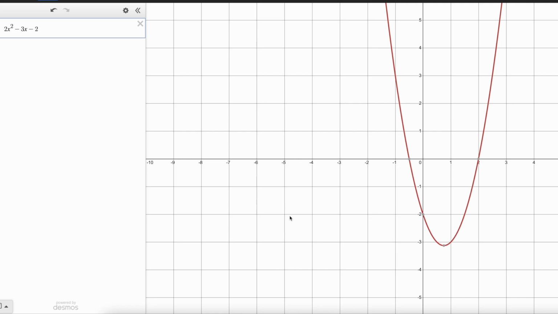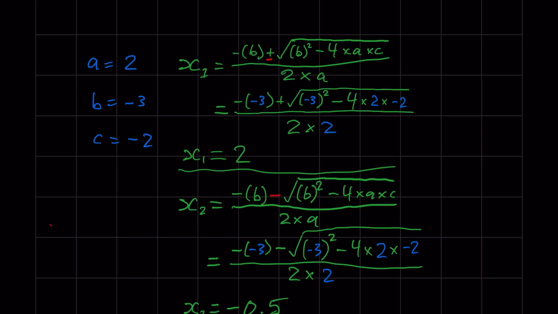And if I open this up in Desmos, you can see that when we graph this exact equation and look at it graphically, there is an x-intercept here at negative 0.5, and there is an x-intercept here at x equals 2. And that's exactly what our quadratic formulas gave us: x equals 2 and x equals negative 0.5.